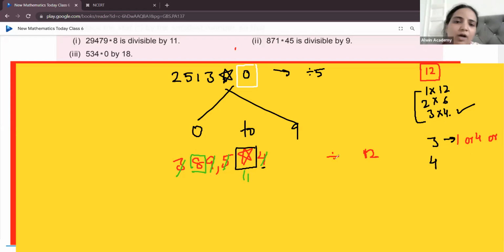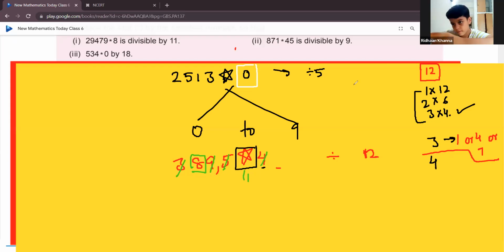So 1, 4, 7. 8 plus 3 is 11. 11 is not divisible by 3. So that is the conclusion, that for this number to be divisible by 3, the star should be equal to 1 or 4 or 7, right? Yes, ma'am. This is the conclusion. Okay, now let's check the divisibility of 4.